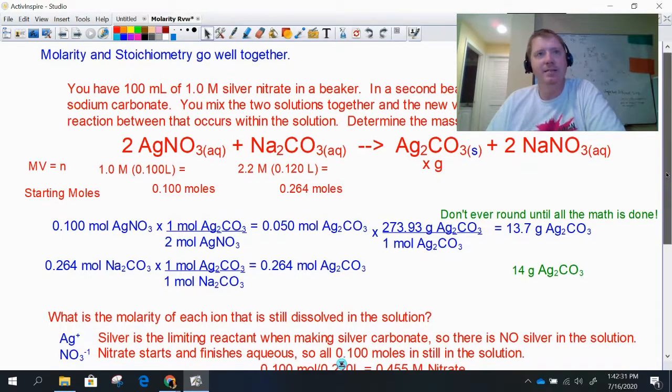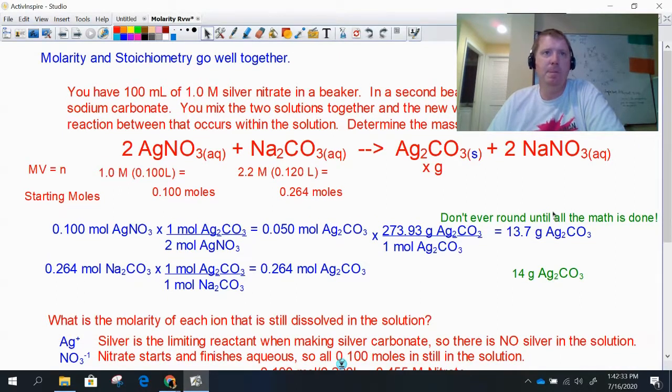I'm not going to get into sig figs right now, that's a different question. There is a follow-up question below all of this stoichiometry. What is the molarity of each ion that is still dissolved in the solution? So when the reaction's over and all that silver carbonate is turned to a solid and fallen to the bottom, some ions are still dissolved in the water.